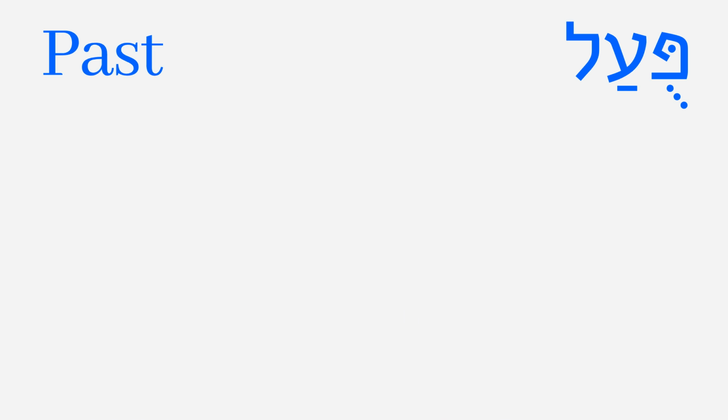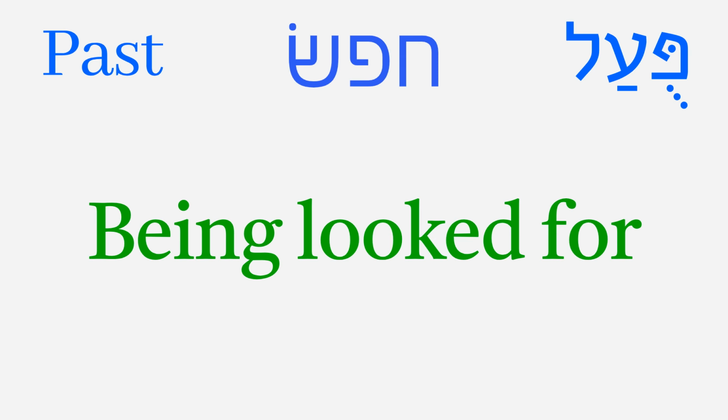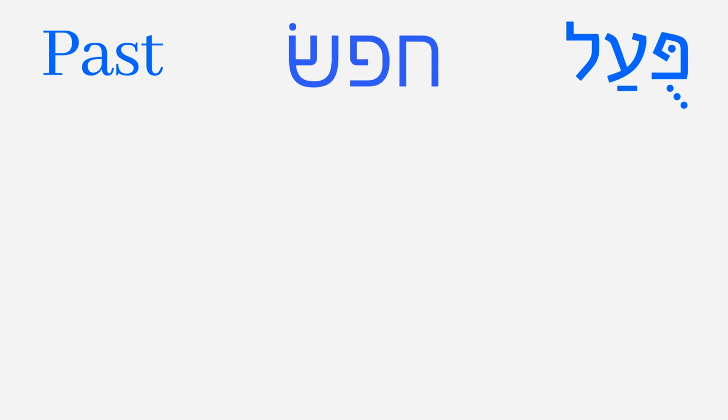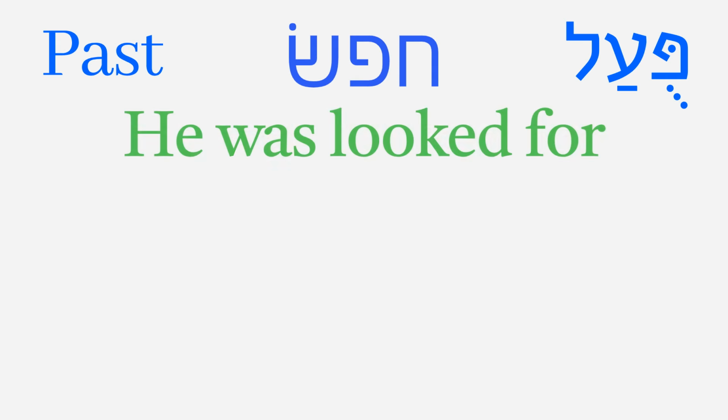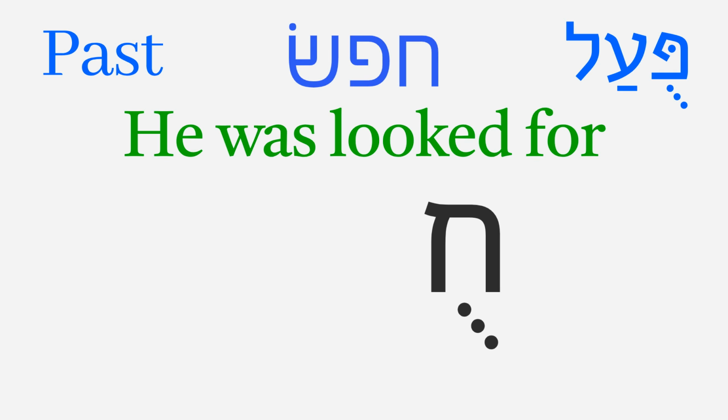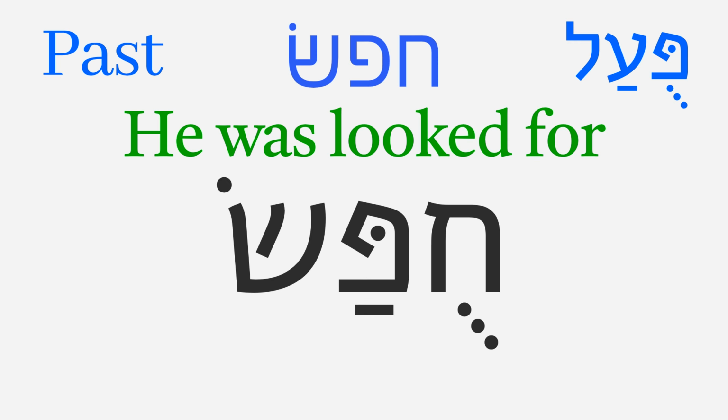Let's now make the past tense from the root chet pe sin. In the active Piel, this root has a meaning of looking for, so in the passive Pual, it has a meaning of being looked for. Let's begin by making the simplest form of the past tense, whose subject will be hu, he. He was looked for. This will start with the first root letter chet with a kubutz, followed by the second root letter pe with a dagesh and patach. We'll end with the third root letter sin. Chupas, he was looked for.